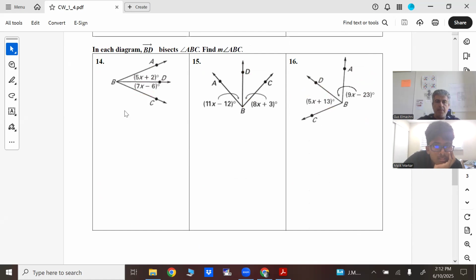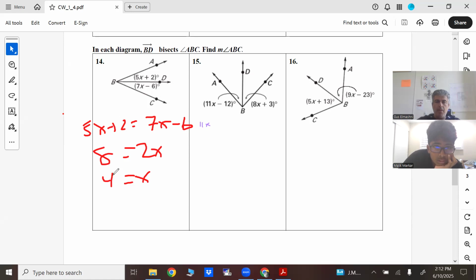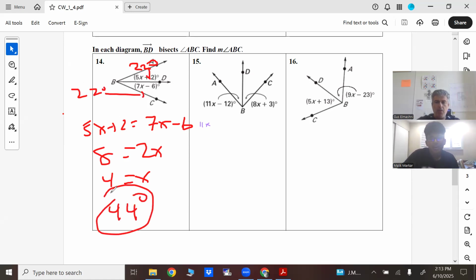Then here, since you're bisecting, cutting in half, these have to equal each other. And these two are equal too. So 2x equals 8, x equals 4. If I want to measure ABC, the whole thing, I have to find each one individually, which is going to be 22 plus 22, 44. So you get 44 degrees, right? So what I could do now is work out 15 and 16.